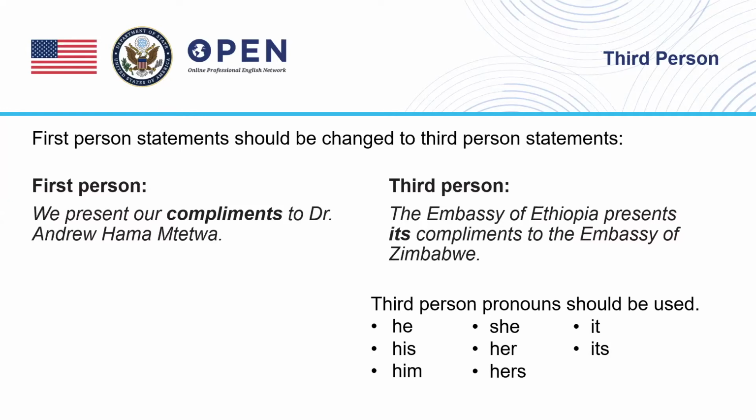A third-person voice takes the personal out of the communication. It is about someone or an organization rather than being to a specific person. Notice in the example of a third-person sentence, the pronoun we is replaced with the name of the organization. The pronoun our is replaced with the third-person pronoun its, and Dr. Matetwa's name is replaced by the name of the organization that he represents. The Embassy of Ethiopia presents its compliments to the Embassy of Zimbabwe.